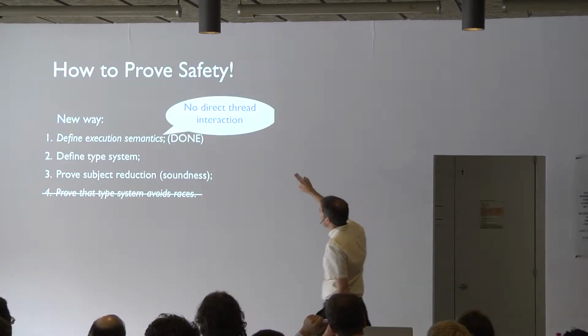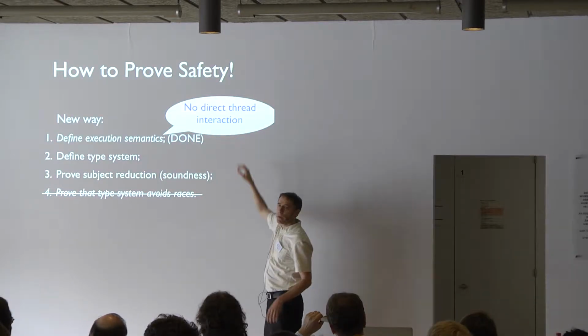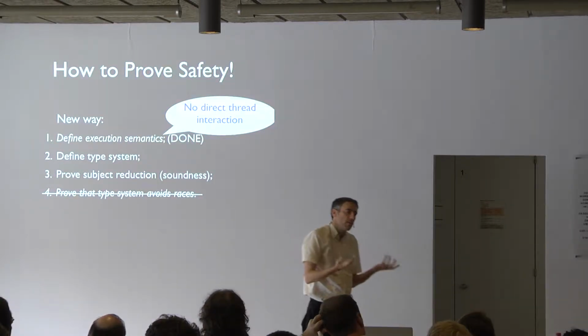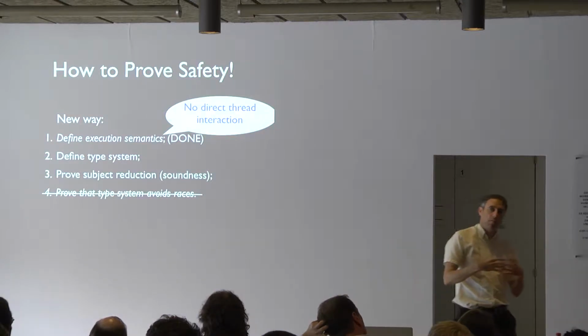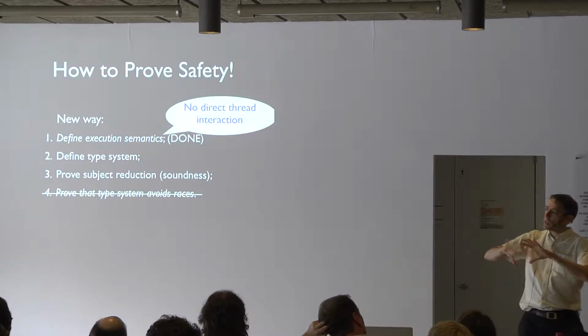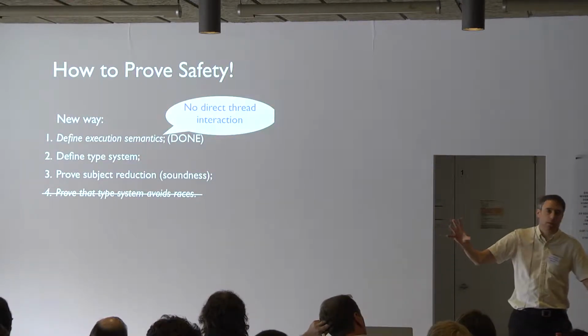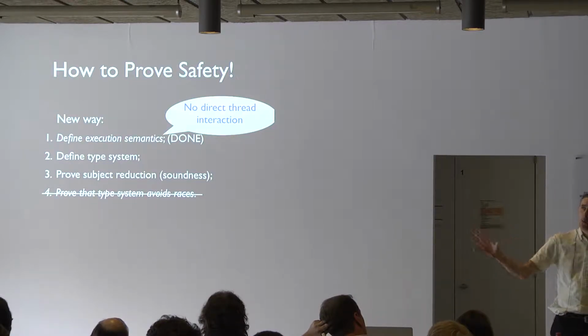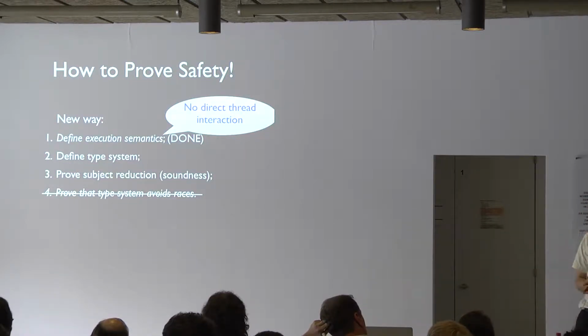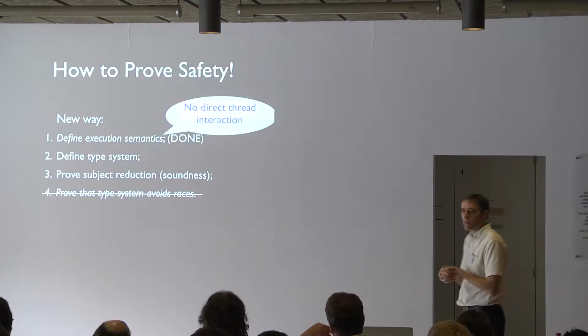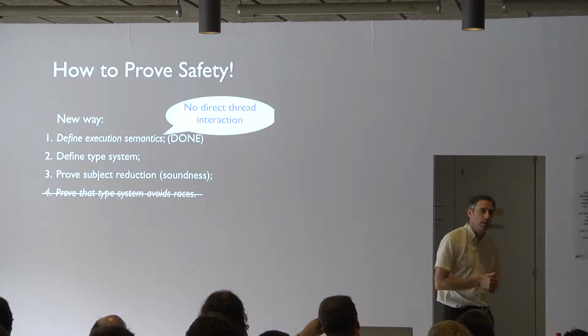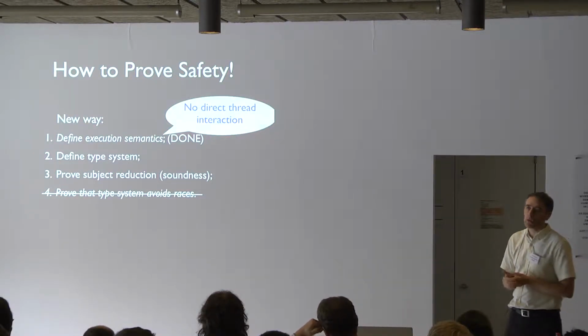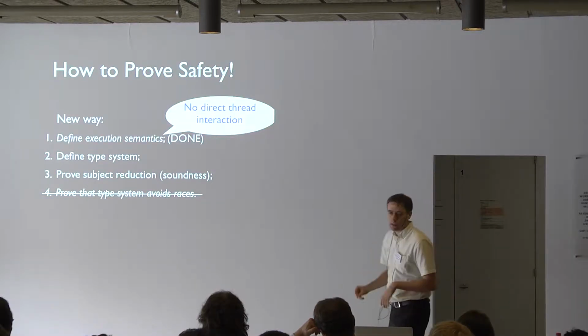So the execution semantics doesn't require direct thread interaction. There are previous models that try to handle this sort of thing by saying that here's how we model it, and if ever two threads try to access something at the same time, the whole program stops. And that will allow you to model these sort of safety issues, but it requires a much more complicated model where you're doing a lot of direct thread interaction.